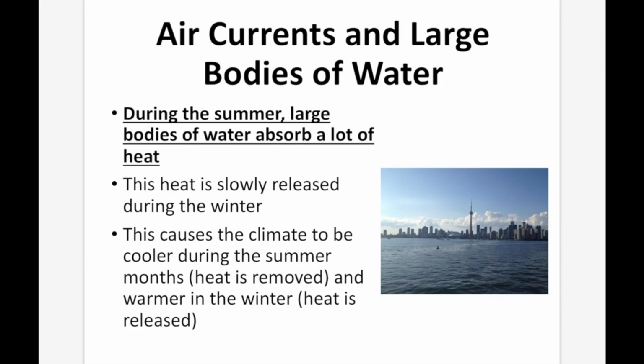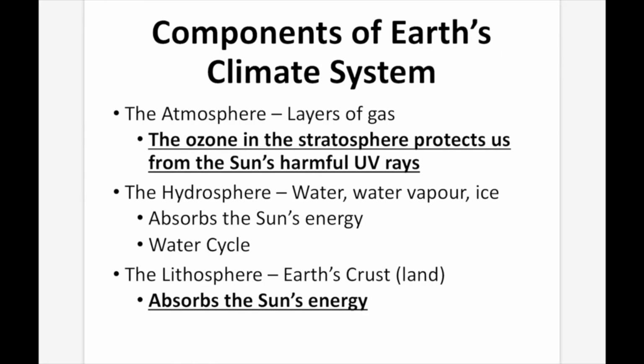Air currents in large bodies of water. During the summer, large bodies of water absorb a lot of the heat energy. So a lot of heat is going to be stored inside the water molecules. So this causes two things. Number one, in the summer, it's going to be a little bit less hot. So it's going to be a little more temperate because a lot of that heat that would otherwise be landing on the land is being absorbed by the water. In the wintertime, that heat is going to be released, making the climate a little bit less cold during those winter months.